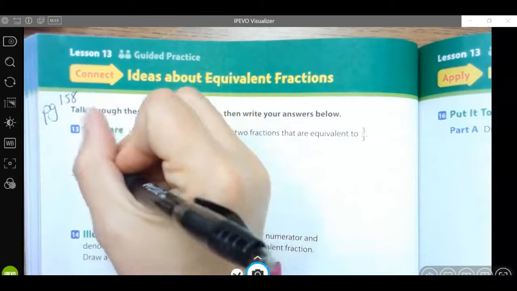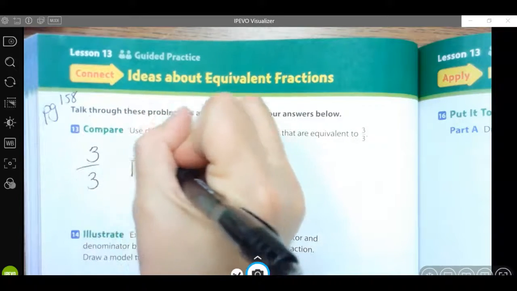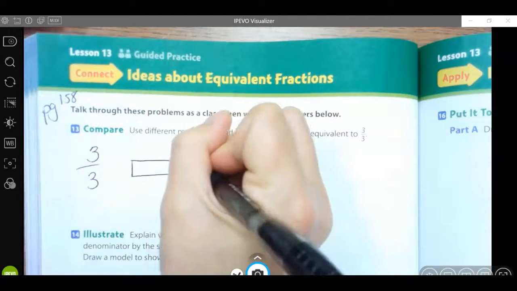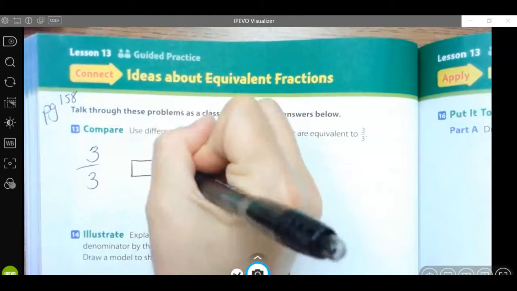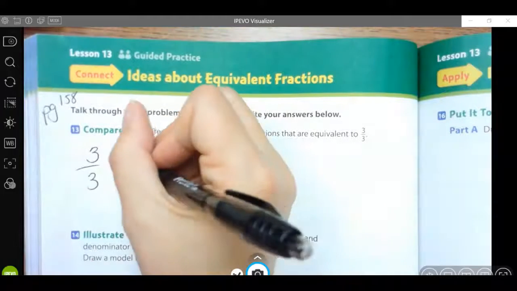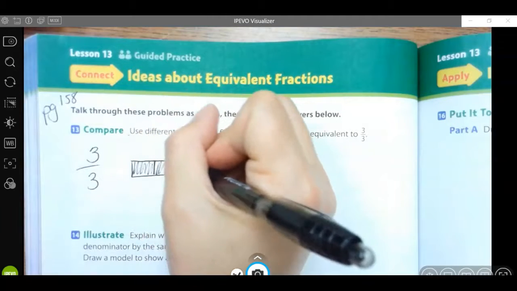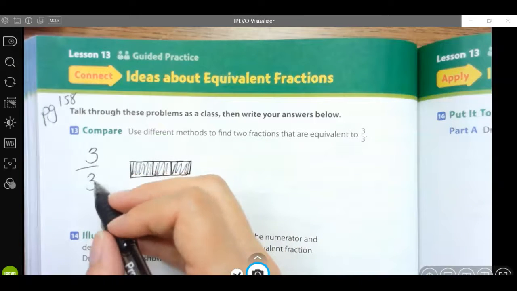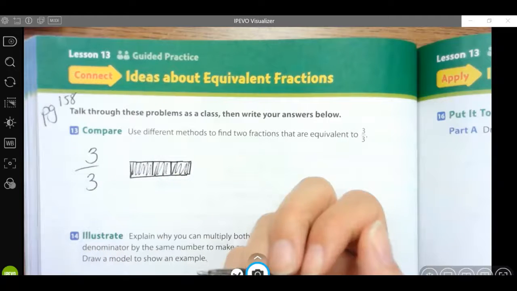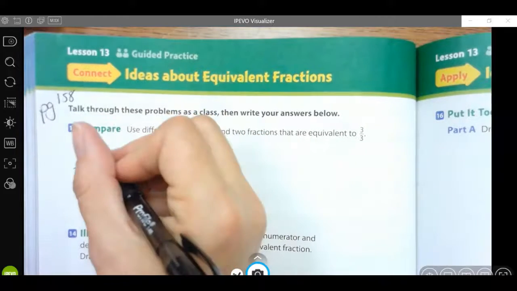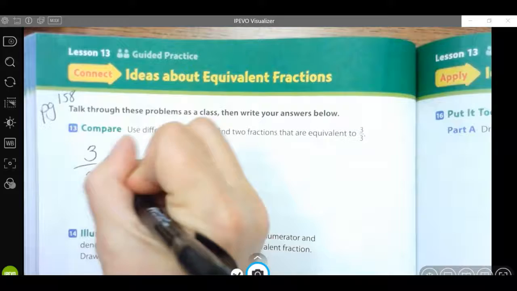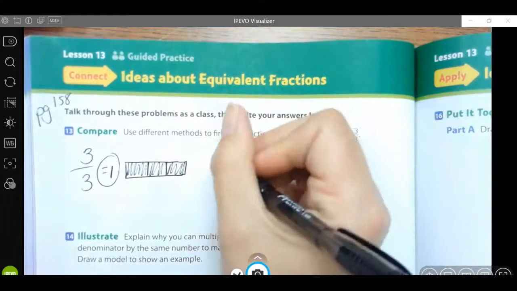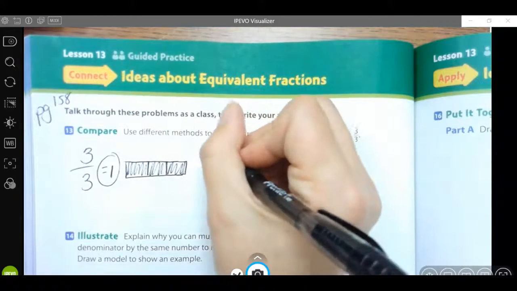We know that this fraction has 3 whole parts, and of those 3 whole parts, they are all shaded in. So if this was a candy bar and it was split into 3 pieces, and your baby brother or sister ate 3 pieces of the 3 whole parts, they ate the whole thing. So 3/3 can also equal 1 whole. Okay, so let's find some equal fractions to 3/3.